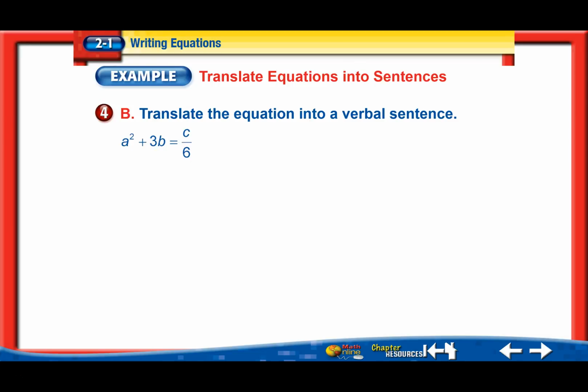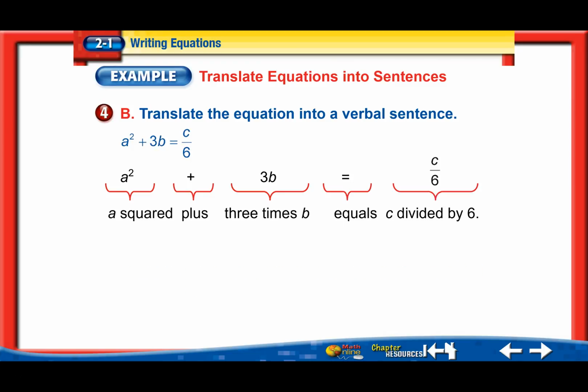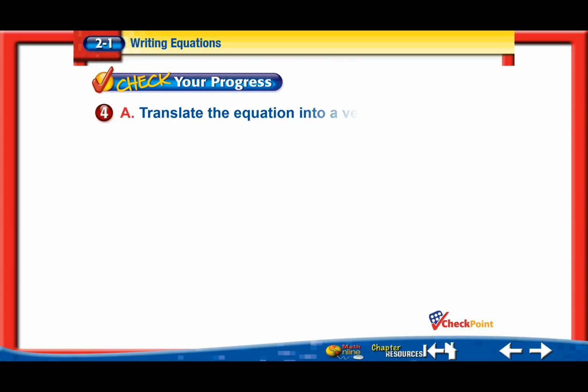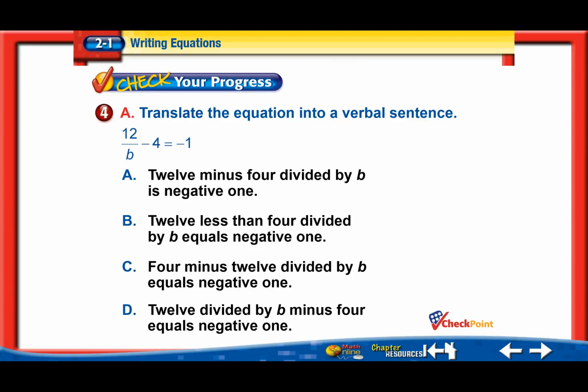Translate this one into a verbal sentence. Okay, so I think they're going to spread it out again. I really like this concept, so you should probably do this on a separate piece of paper when you get to your homework. So the square of a, or a squared, plus 3 times b equals c divided by 6. See how close I am. A squared plus 3 times b equals c divided by 6. I don't think that was verbatim. Beautiful. Pause this, give it a shot.